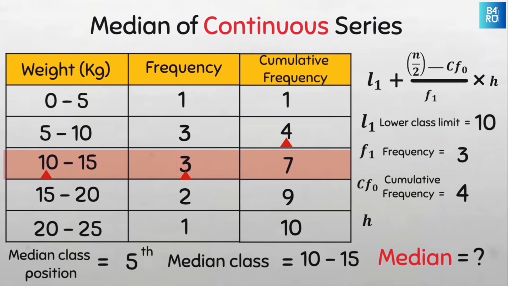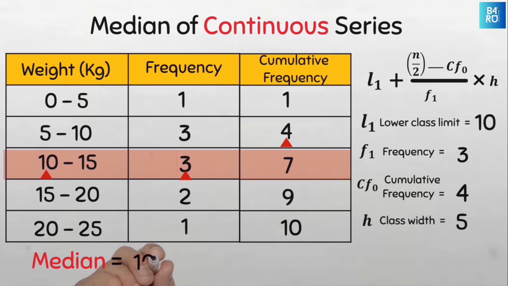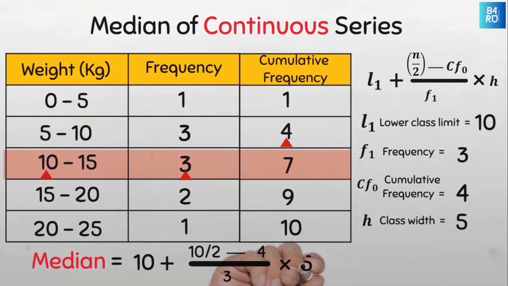H is the width of the median class. The width is the lower limit of this class minus that of the preceding class. So that is 10 minus 5, so we have 5. So our median is going to be 10 plus 10 divided by 2 minus 4 divided by 3 multiplied by 5. So this is 10 plus 5 minus 4 divided by 3 multiplied by 5.